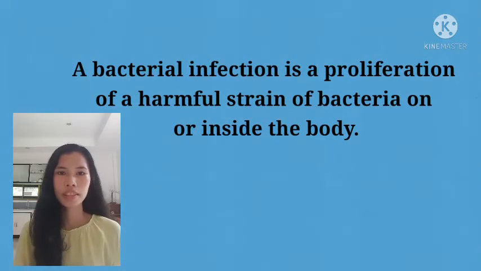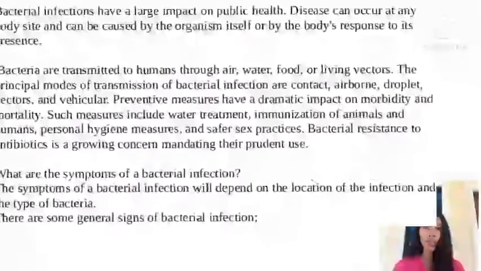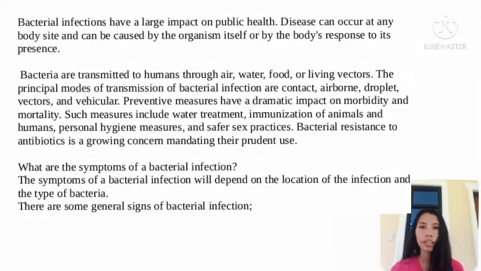Bacterial infection. A bacterial infection is the proliferation of a harmful strain of bacteria on or inside the body. Bacterial infections have a large impact on public health. Disease can occur at any body site and can be caused by the organism itself or by the body's response to its presence. Bacteria are transmitted to humans through air, water, food, or living vectors. The principal modes of transmission of bacterial infections are contact, airborne droplets, vectors, and vehicular.